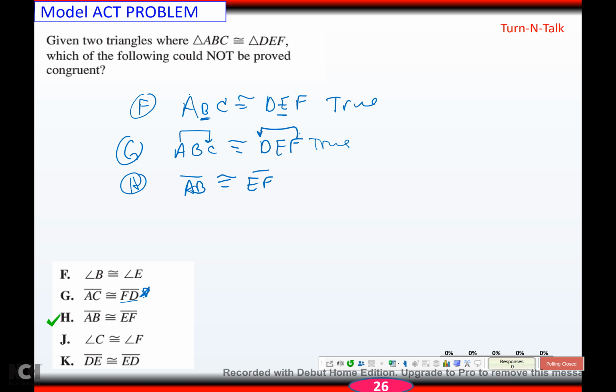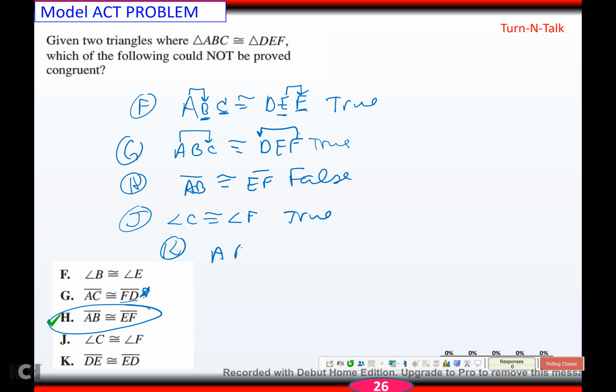Okay, for H, it says that AB is congruent to EF. Alright, well AB goes first to second, and EF goes second to third. That's false. They're not in corresponding positions, so that one's got to be the one that I can't prove. For J, even though we don't need to keep going, angle C congruent to angle F. C is in the last position, F is in the last position. That's true. And for K, sorry, I didn't write it down again. You have DE, which is the first to second, to ED, which is the same line in the same triangle, so of course they're congruent.